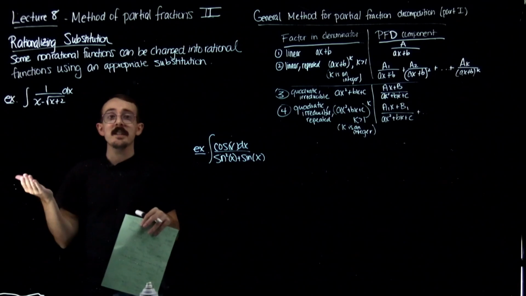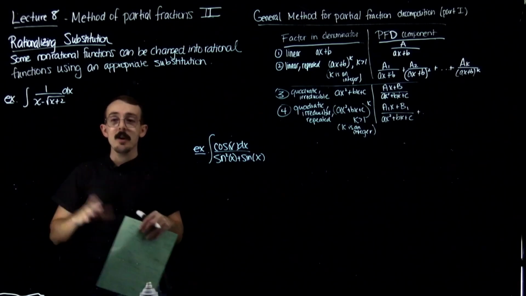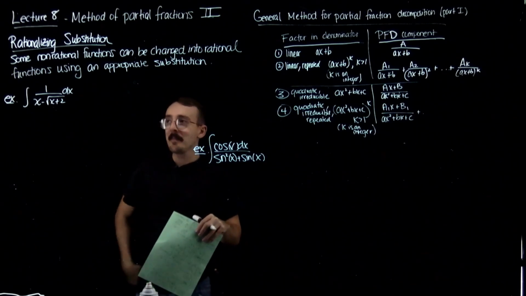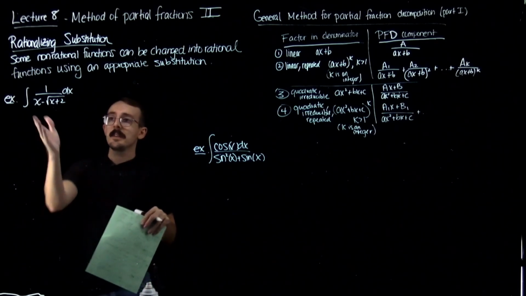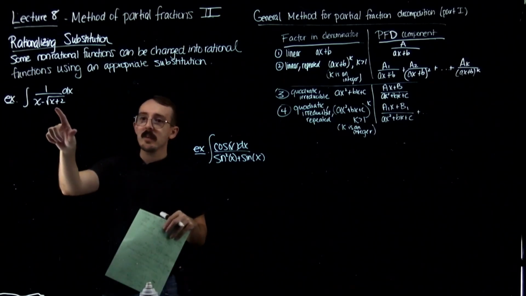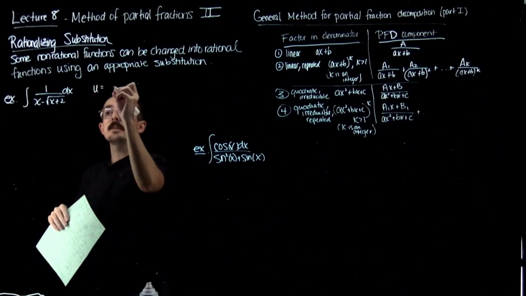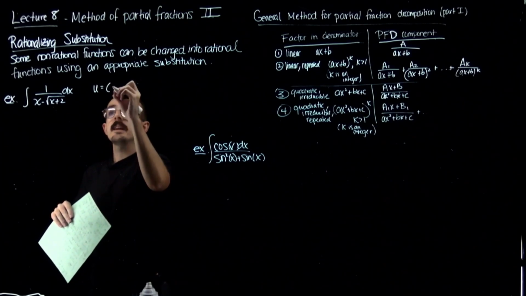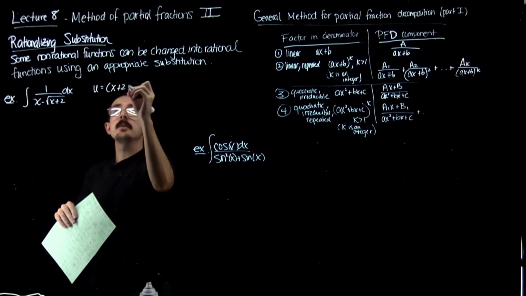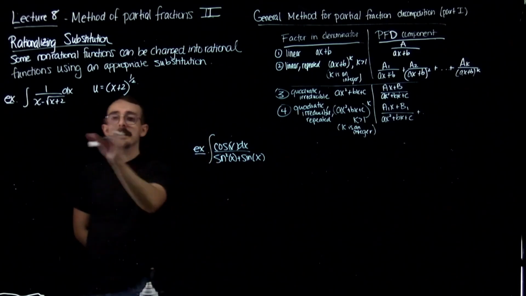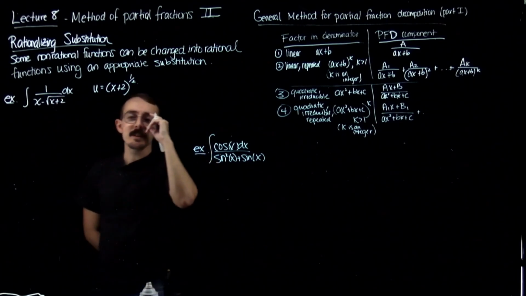And then after we've changed them into rational functions, we can go back to our general method of partial fraction decomposition. So let me show you an example here. So here I have this pesky root right here. Sometimes it pays off to substitute out the root. So we're going to say u is (x plus 2) to the 1/2 power. And we're going to see what that does to the original integral.